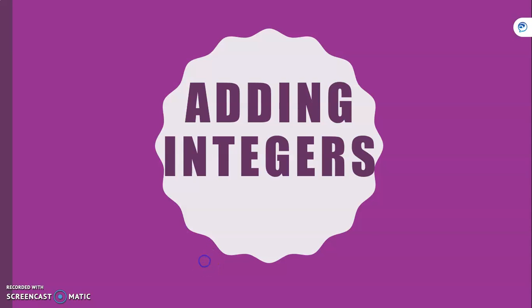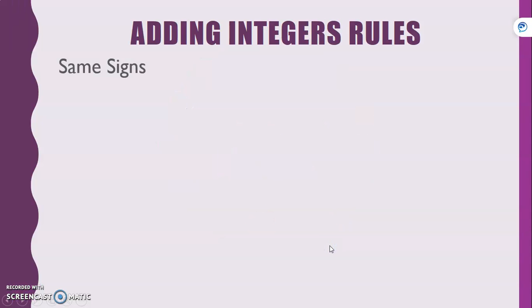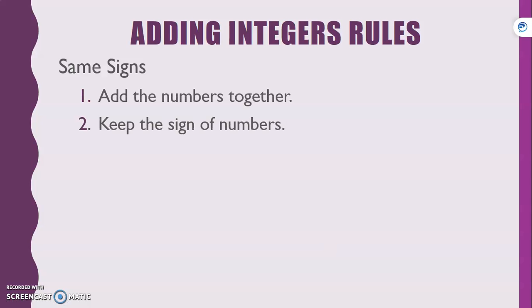Adding integers. We are going to add integers using the rule now. So for same signs, we add the numbers together and we keep the sign of the numbers. So if the numbers we're adding together were positive, it stays positive. If the numbers we were adding together were negative, it stays negative.